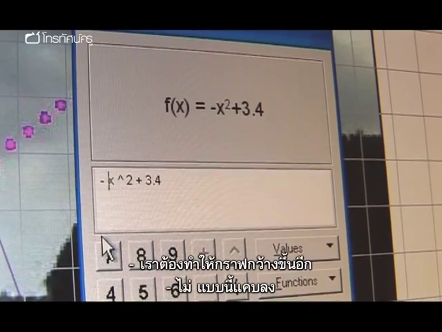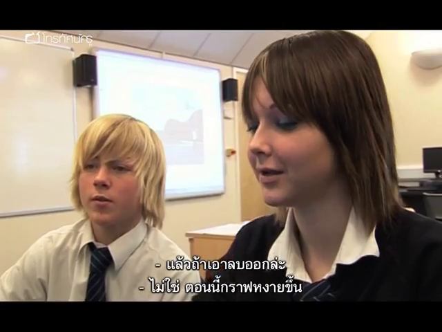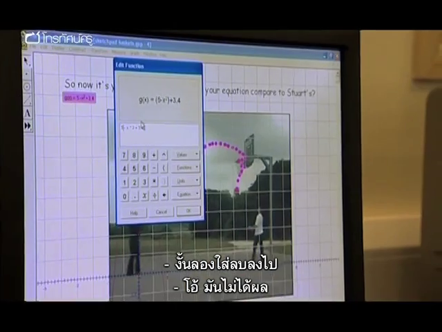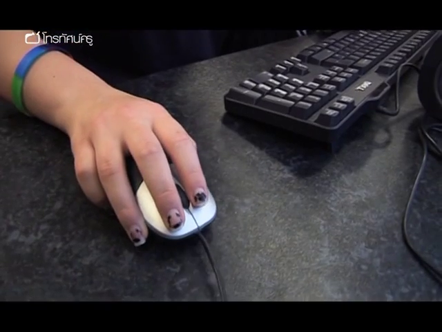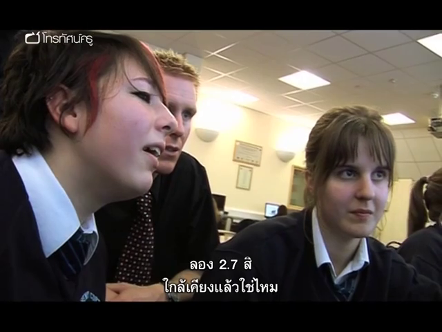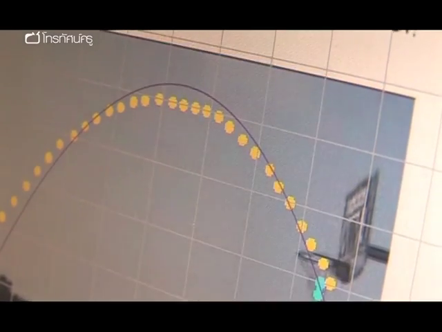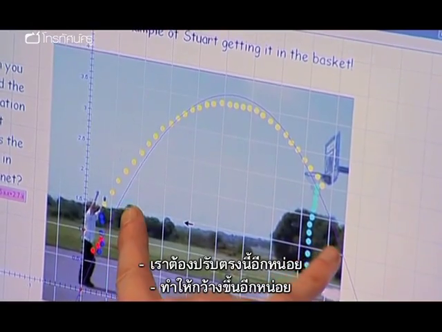We need to make that fatter. No, we don't. That's thinner. Take away the minus, see what happens then. It goes upside down. How about then, put the minus there. Okay. Oh my word, that didn't work. Try that. Try 2.7. That's 3x. Right, it's very close, isn't it? Yeah. Right. What else do we need to do at the moment?